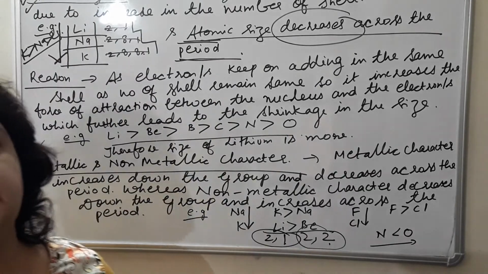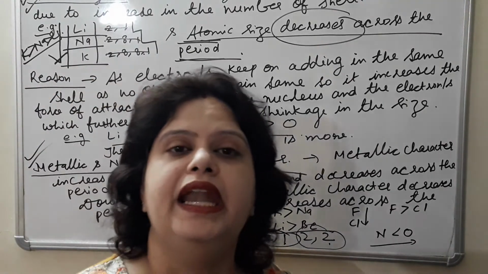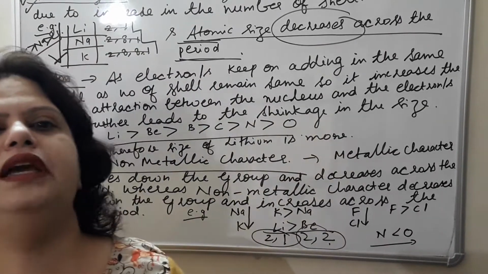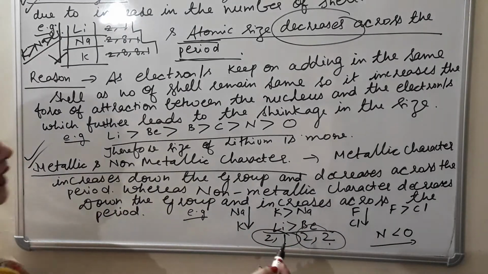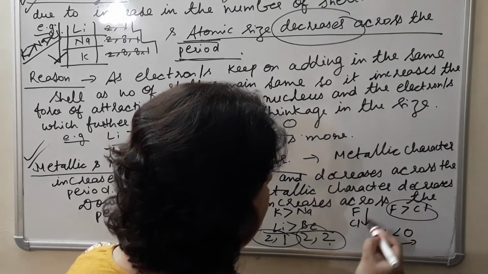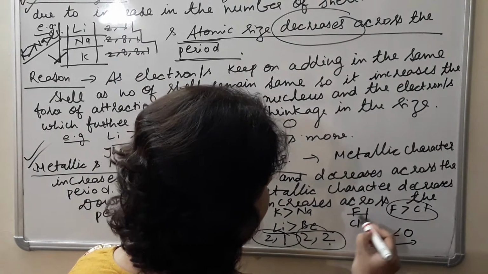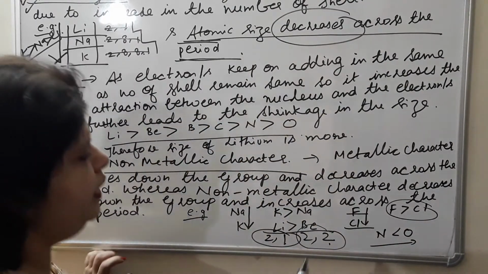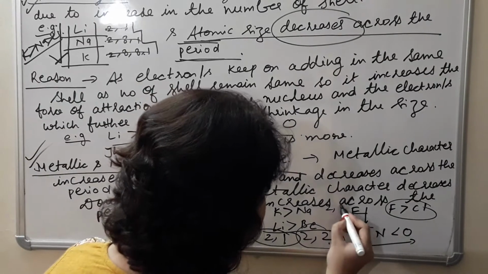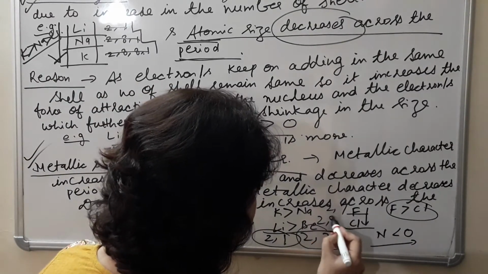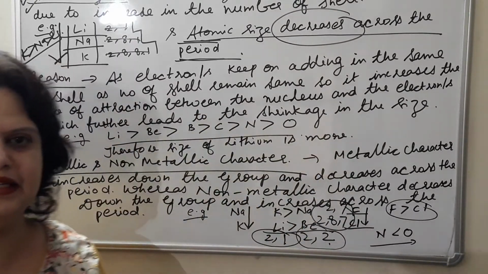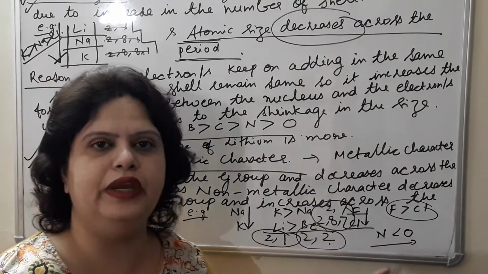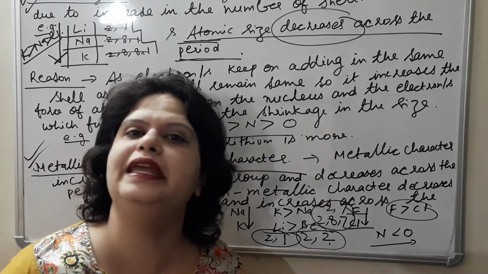Now first I discussed the metallic character. Now listen to me about the concept of non-metallic character. See here, for non-metallic character, I have taken two examples. First, down the group, fluorine and chlorine. Fluorine atomic number is 9, configuration 2,7; chlorine is 17, configuration 2,8,7. So here we have to see the gaining tendency. Out of fluorine and chlorine, the atomic size of fluorine is less.